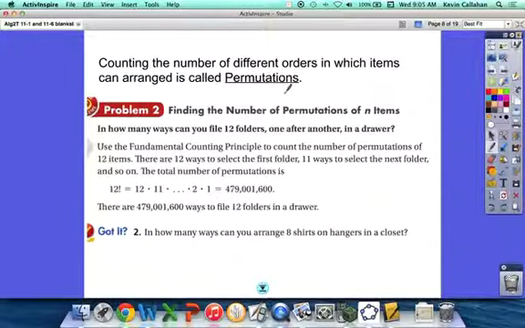So if you look at their example here, it says, how many ways can you file 12 folders, one after another in a drawer? Okay. So, you could say, well, the first position, I've got 12 choices. The next one, since I've already filled the first position, I've only got 11 choices. The next position, I have 10, and so on, all the way down to 1. In the end, 12 factorial. So you do the 12 factorial, and you get how many different ways you could have done this.